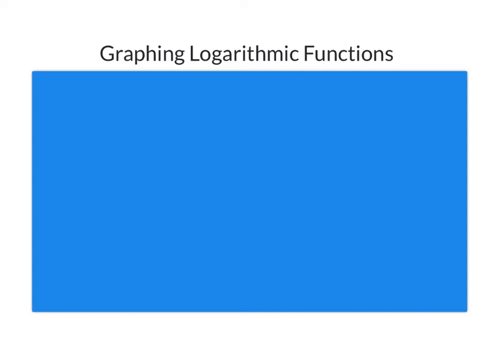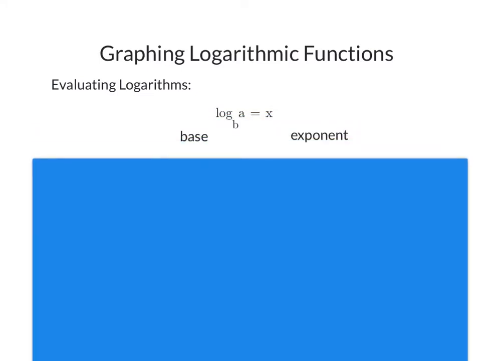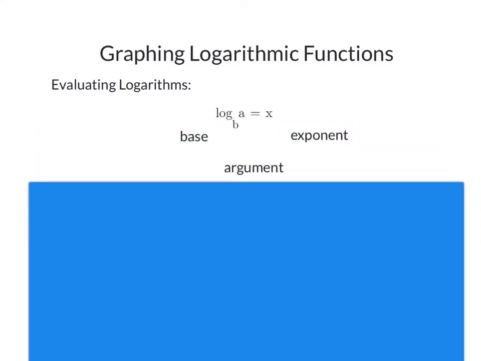Today we're going to learn how to graph logarithmic functions, but before we can get into graphing logarithmic functions, we need to know how to evaluate a logarithm. A logarithm has three basic parts, or three basic elements. I read this as log base b of a equals x. B is the base, a is the argument, and x is the exponent. I can rewrite any logarithmic equation as an exponential equation as b to the x equals a.